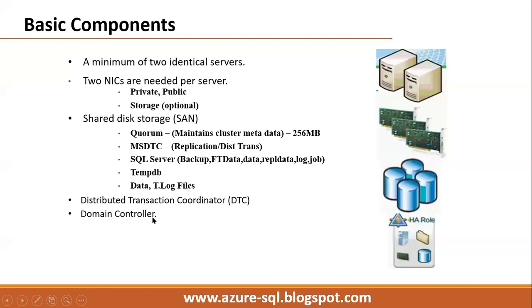Domain controller: we already know that in the domain controller the virtual name and virtual IP are configured, right? Why? Because a request is submitted to the domain controller, and the domain controller will submit the request to whichever node is active, whether for the OS, service, or application. Windows is the OS, and service means our SQL Server.